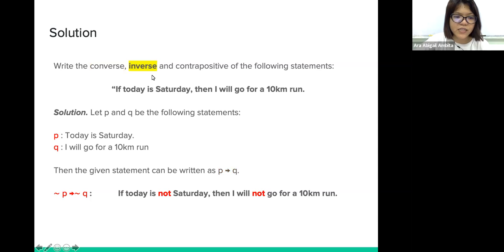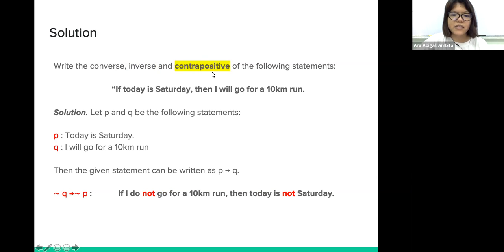And what is the inverse? The inverse is just the negated values of the P and the Q, so we have not P implying not Q. Let us negate P. If today is not Saturday, then I will not go for a 10-kilometer run.